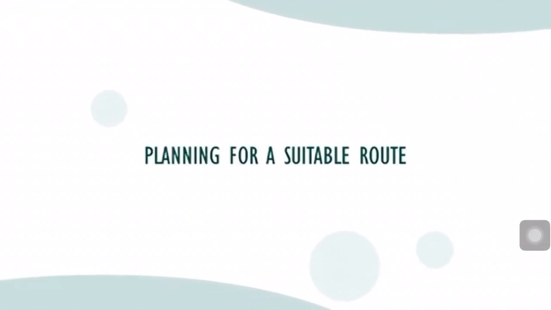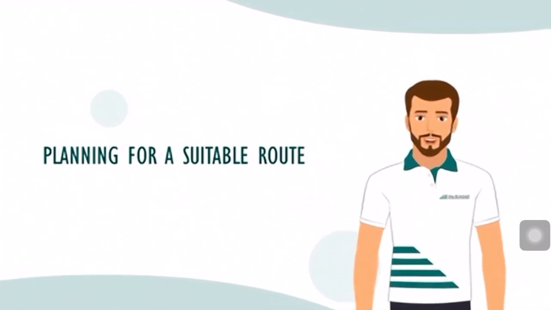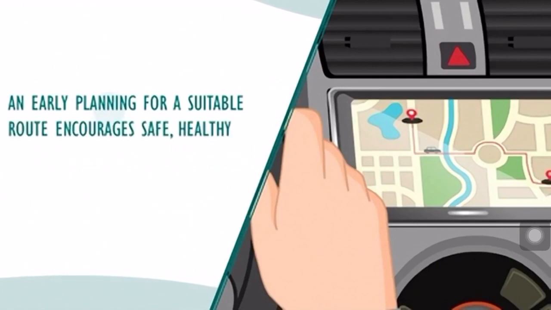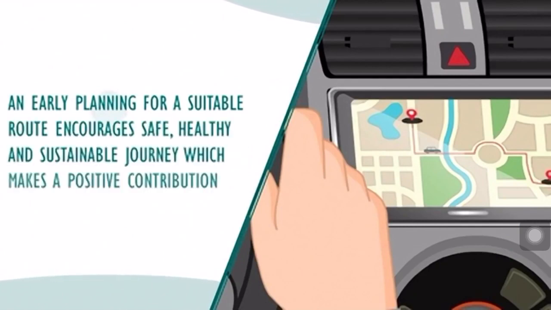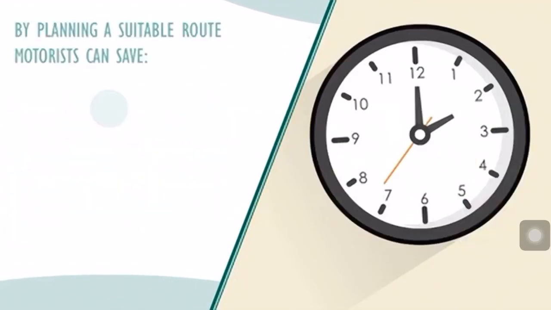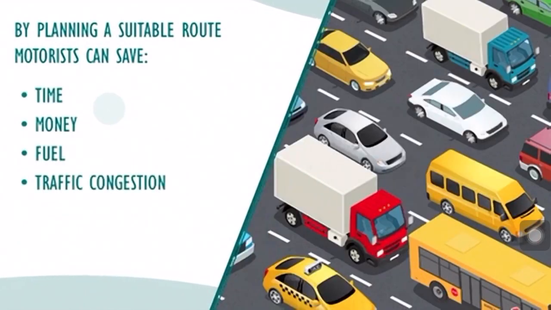Planning for a suitable route. In this module, you will learn about the importance of planning a suitable route and the ways to do so. An early planning for suitable route encourages safe, healthy, and sustainable journey, which makes a positive contribution to the community and the environment. By planning a suitable route, motorists can save time, money, fuel, and traffic congestion.